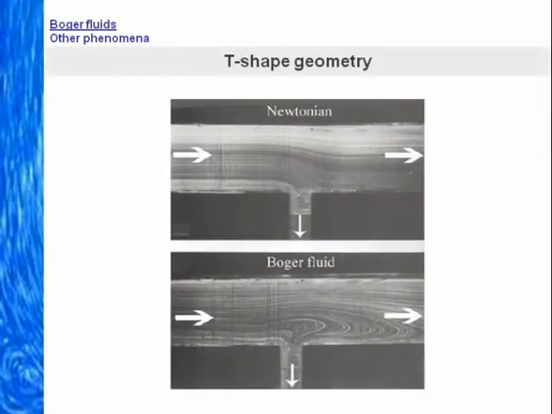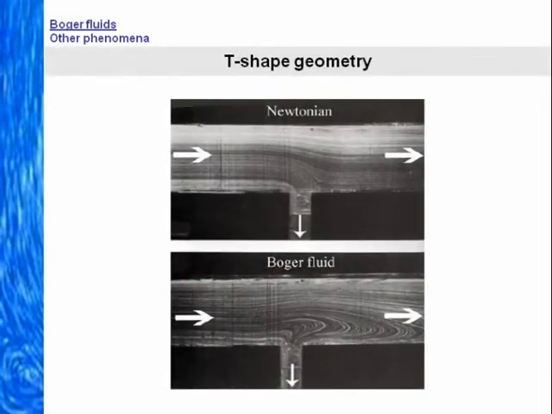This is better demonstrated in flow in a two-dimensional T-geometry. Here, fluid enters the left-hand arm and exits through the right-hand arm and also the vertical arm. The Newtonian fluid has no difficulty turning into the vertical arm. In contrast, the Boger fluid seems reluctant to do so, with a consequent massive overshoot before the fluid finally agrees to enter the vertical channel.